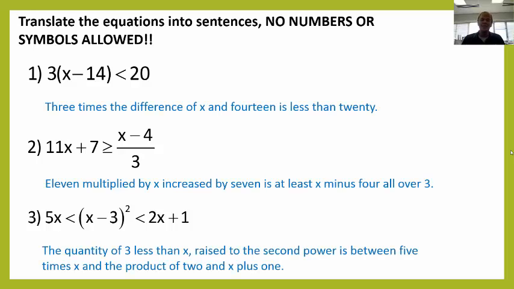Now remember, these sentences that I have are not the only correct answers. It's very possible that you could have another sentence different than mine and still have the correct answer. If you're unsure whether you're okay or not with your sentence, please make sure you ask in class, and we'll talk about it and verify whether you're correct or not.